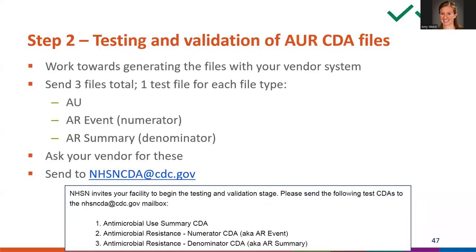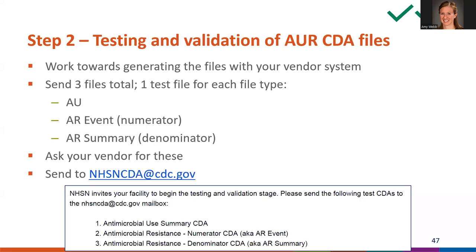Okay. Then you're going to move on to step 2, testing and validation of your CDA files. So after you complete the registration, you are going to work towards generating files with your vendor system. After you complete that registration, you may be very ready to start submitting production AU data. You may be a lot less ready. Maybe you're just getting on board with a new vendor software and you're still going through the validation steps, for example. Essentially, for this calendar year, after you complete the registration, if you're going to attest to option 1, you're going to work towards generating those files in your vendor system.